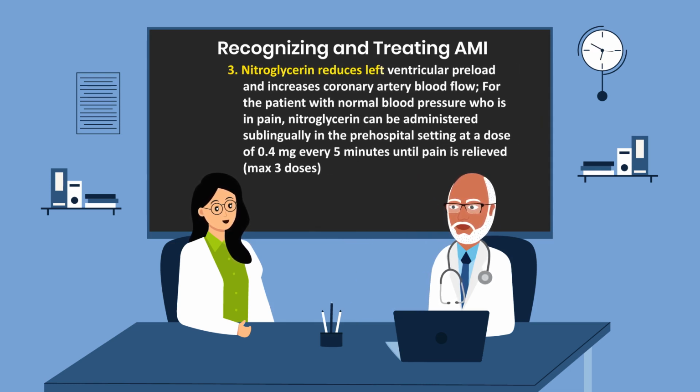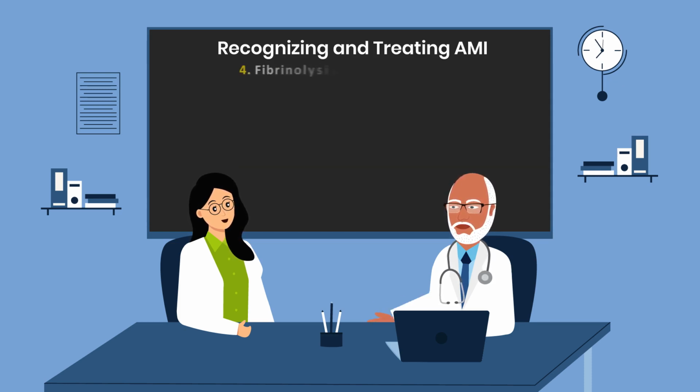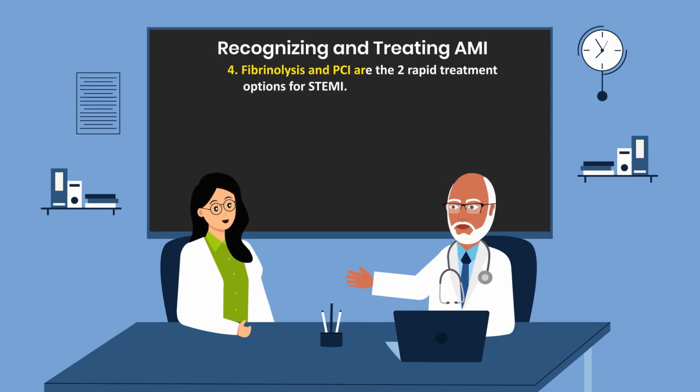Nitroglycerin reduces left ventricular preload and increases coronary artery blood flow. For the patient with normal blood pressure who is in pain, nitroglycerin can be administered sublingually in the pre-hospital setting at a dose of 0.4 milligrams every 5 minutes until pain is relieved, with a maximum of 3 doses. Fibrinolysis and PCI are the 2 rapid treatment options for STEMI.